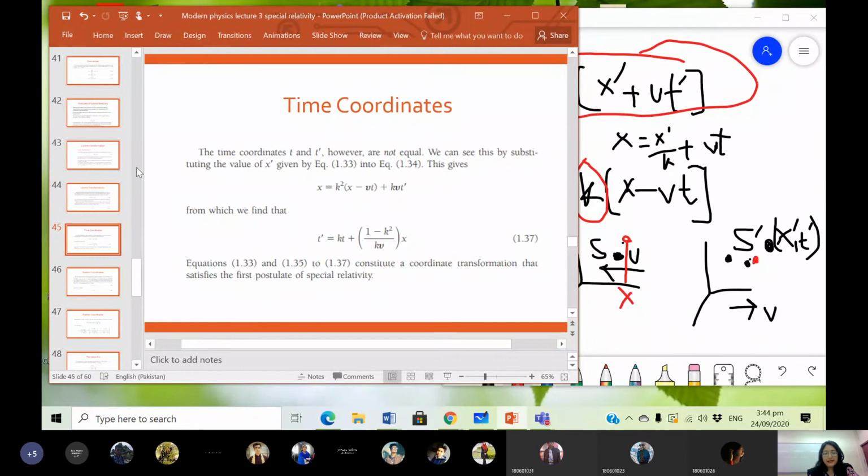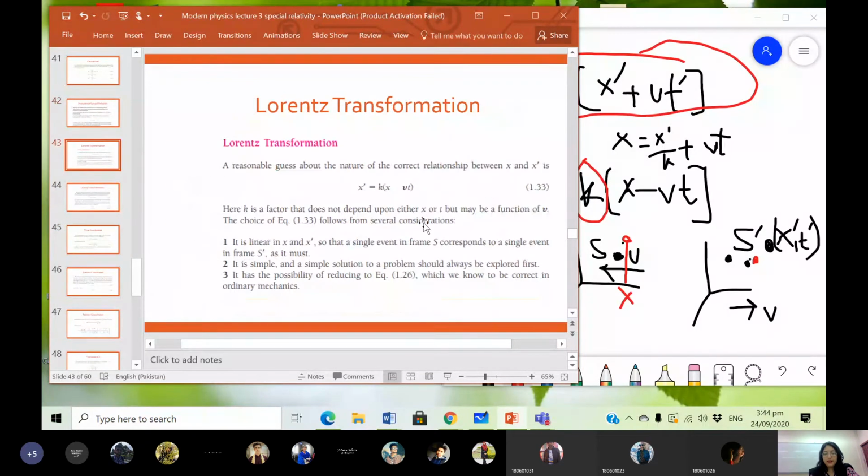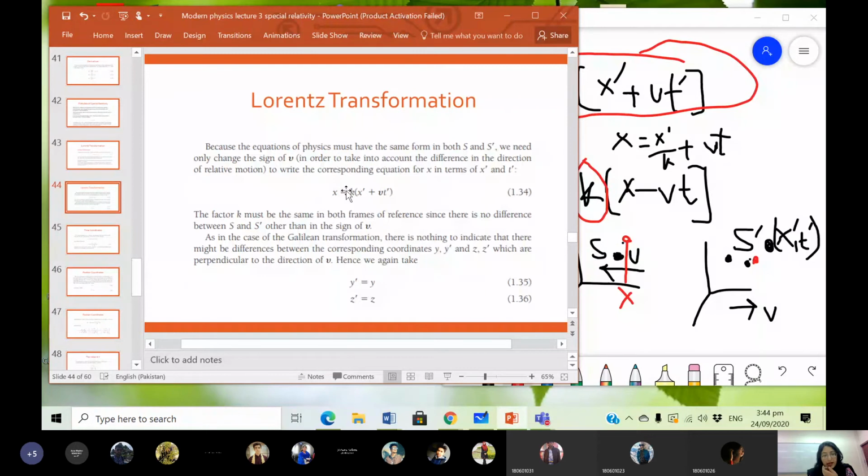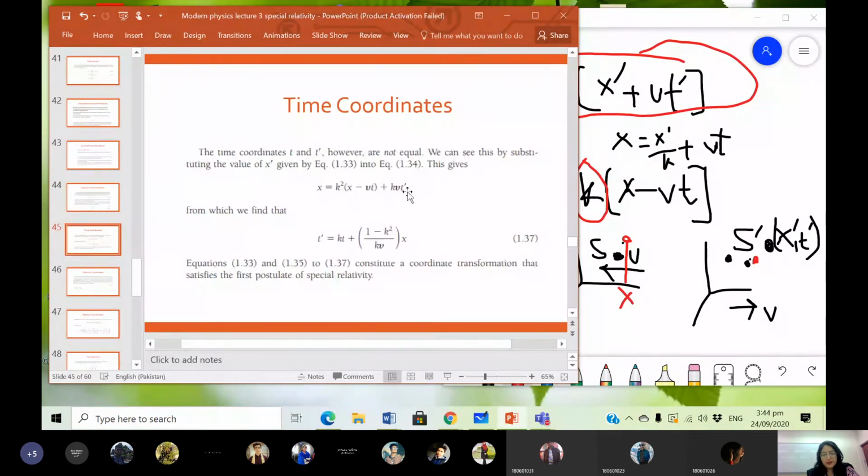And if we replace the formula for x dash, which is in terms of x and v and time and k, ये formula जो है, we'll get rid of x dash, and now that will be in terms of x, v and t dash as well, and k. ये समझ में आ रहा है किस तरह ये equation आई है?